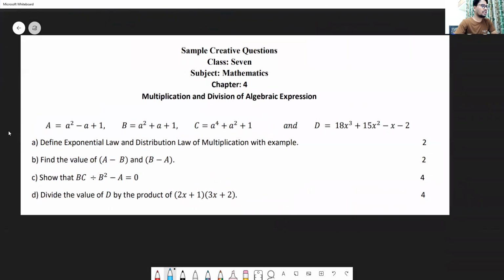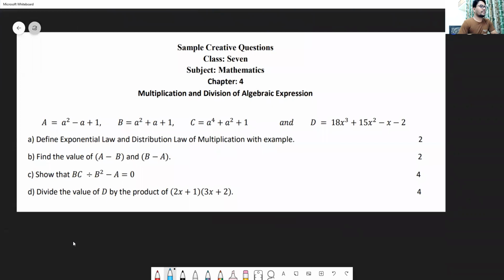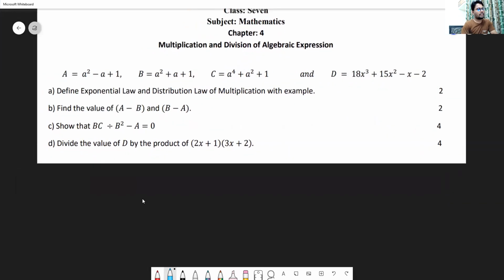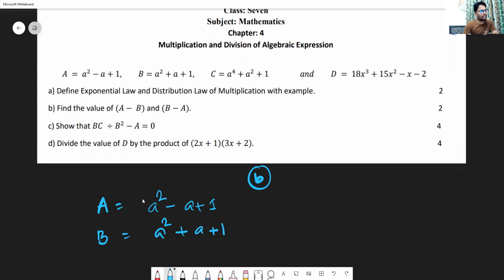Now answer to the question number B. Find the value of A plus B, A minus B and B minus A. So here we can start, given that number B, A equals to, given here, a square minus a plus 1, and here B equals to a square plus a plus 1.